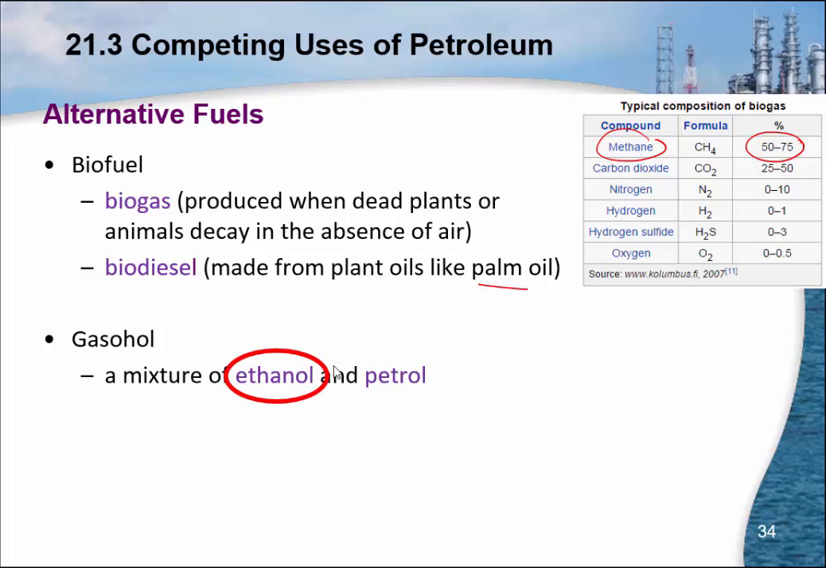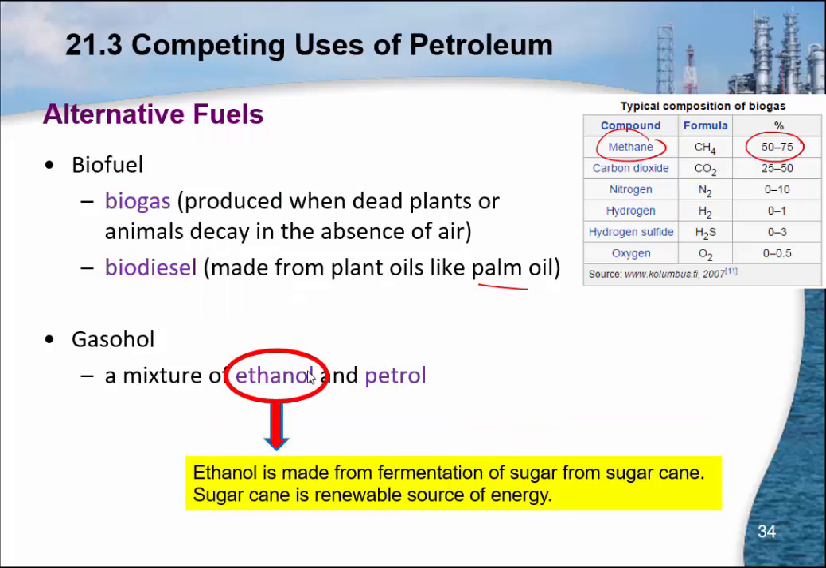How about gasohol? Gasohol is very interesting because it's a mixture of ethanol and petrol. We know petrol is non-renewable, it's a fossil fuel, comes from petroleum. But ethanol can be made from fermentation of sugar from sugar cane. And sugar cane is a renewable source of energy because it can be grown again and again. As long as there's sunlight and water, sugar cane can be grown to produce ethanol through fermentation. So gasohol, which is a mixture of ethanol and petrol, is a very good alternative to using purely petrol alone.